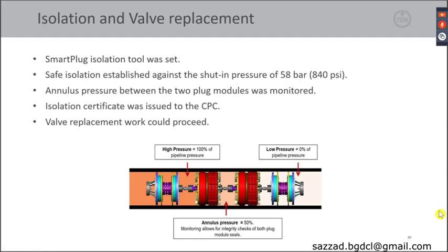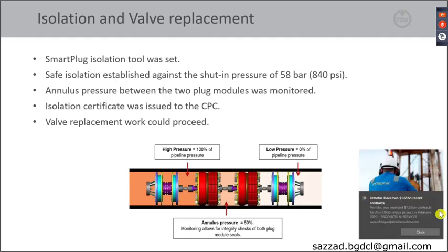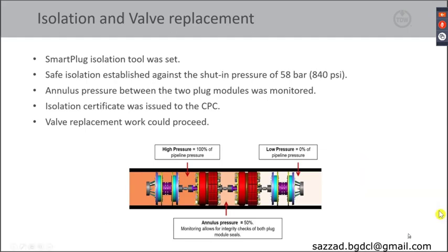So the smart plug tool was set in the predetermined location in the pipeline, and a safe isolation was established against the shut-in pressure of approximately 58 bar or 840 psi. After setting the isolation tool, the annulus pressure between the two plug modules was monitored for 4 hours to verify that both plug modules were sealing properly. Once this was verified, an isolation certificate was issued to the client.